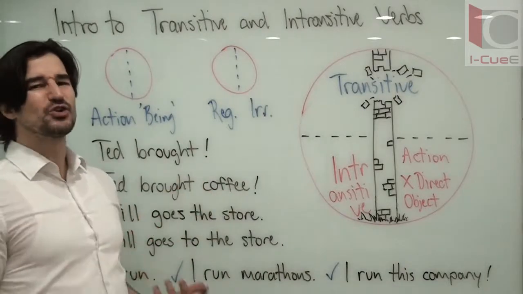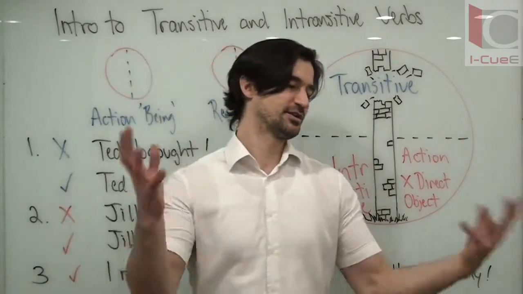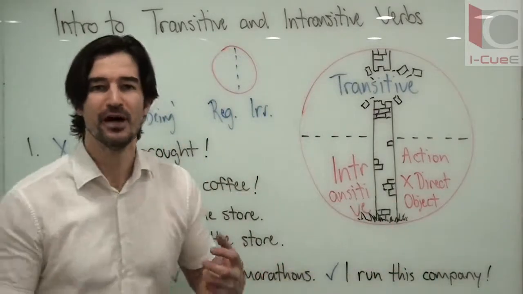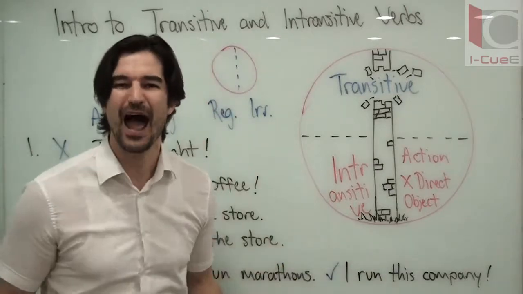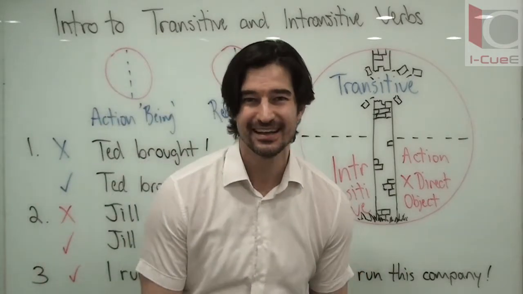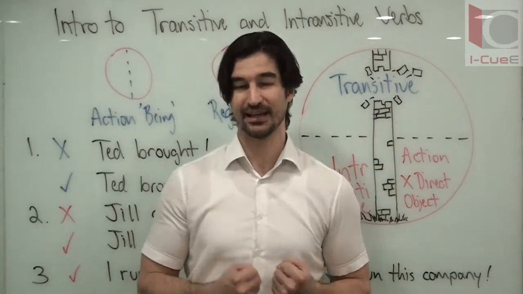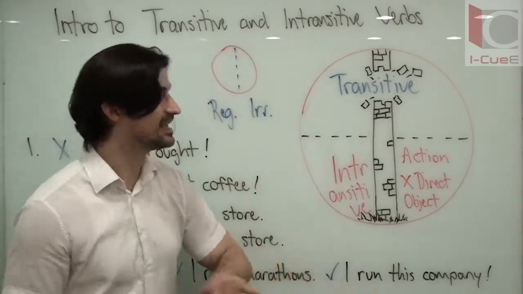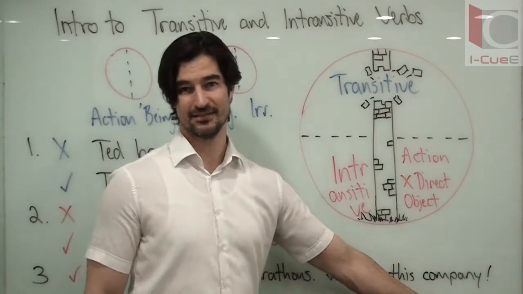But then I might also say, well, I run this company. I mean, I'm not talking about this company, it's just an example. But here, run means something different. I'm not running around an office building. This idea of run means to control something. So here, the meaning of run actually changes because it is transitive.